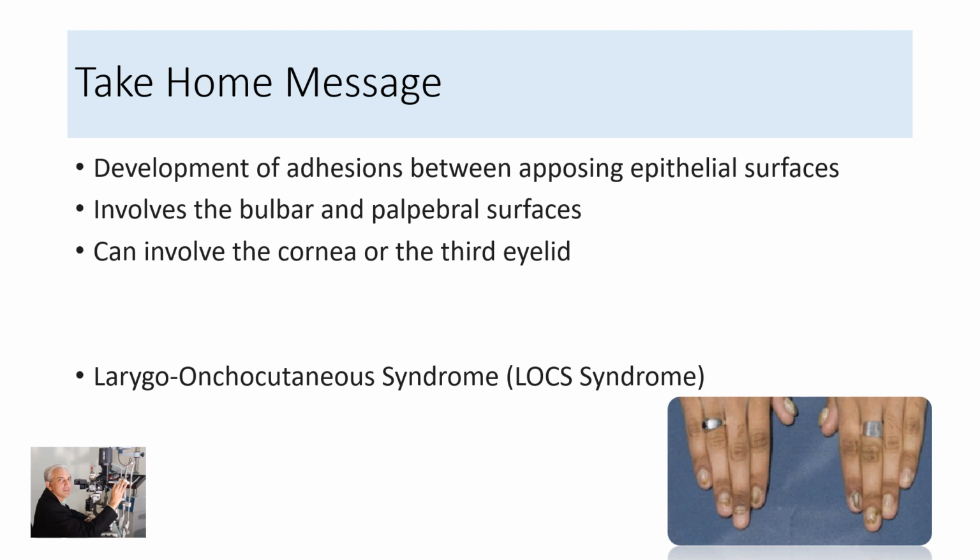As I told you, it's between palpebral and bulbar surfaces, but it can involve the cornea or the eyelid. And if there's adhesion between the two lids, that will be called an ankyloblepharon. And with that, you typically would see the formation of sort of a web-like thing between two lids. If this is one lid and this is the other, the formation of that is called an ankyloblepharon. So that's different from a symblepharon.